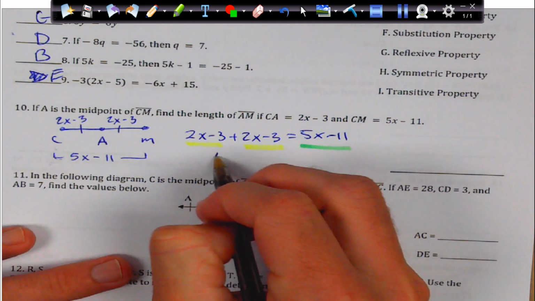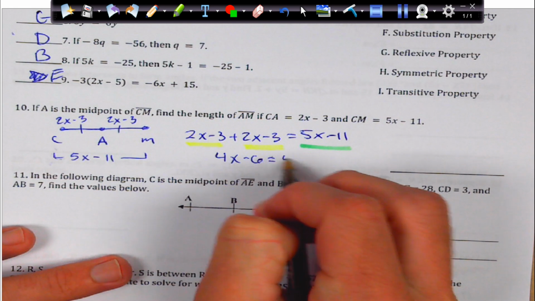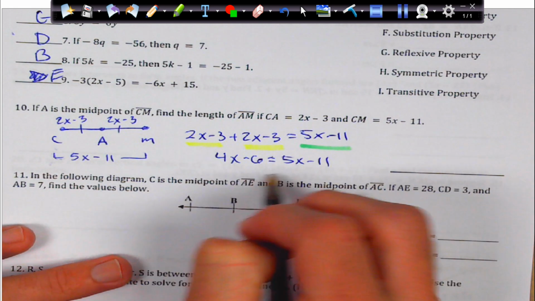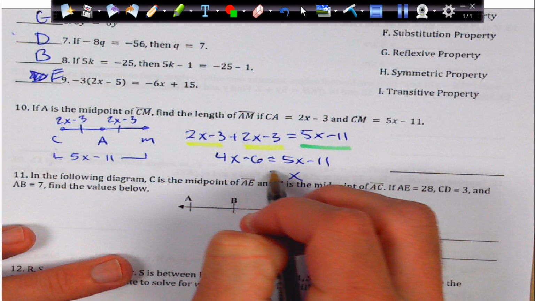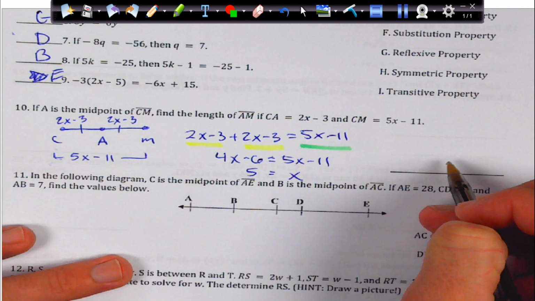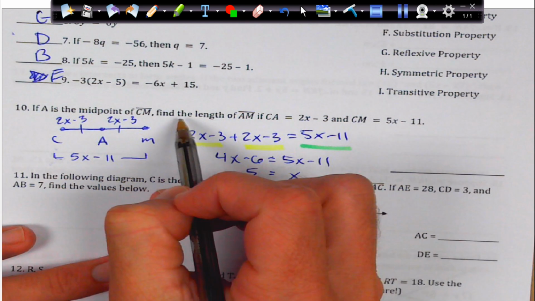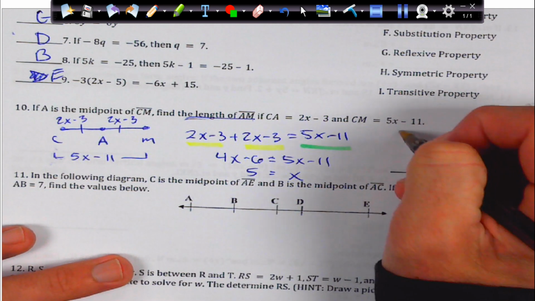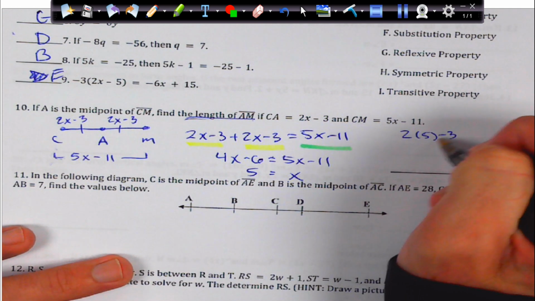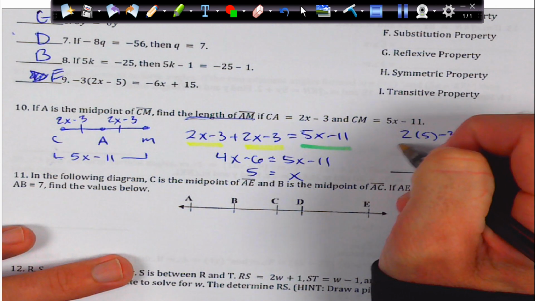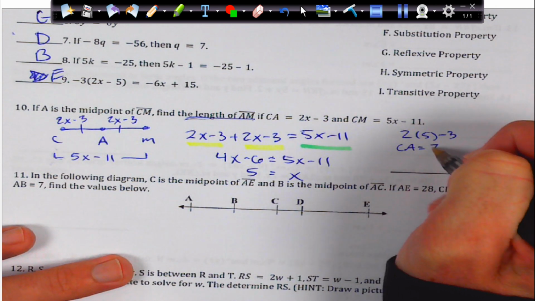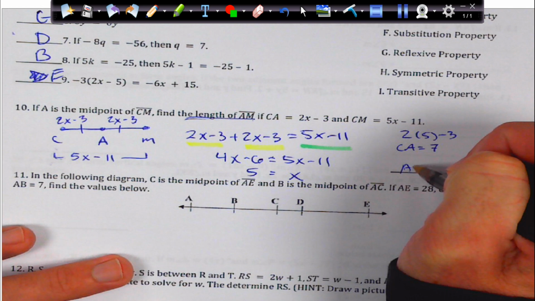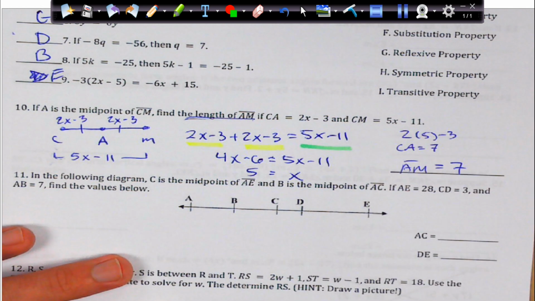Combine like terms, we get 4x minus 6 equals 5x minus 11. If I subtract the 4x, I get x. If I add the 11, I should get 5. X equals 5. Then it says to find the length of AM, which is the same length as CA. So I'm going to take CA and plug in 5. That's going to be 10 minus 3. So if CA is going to be 7, then guess what? AM is also going to be 7.